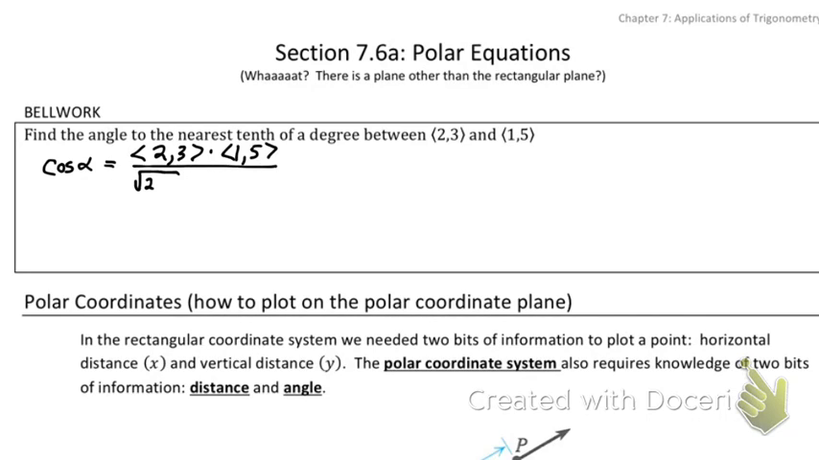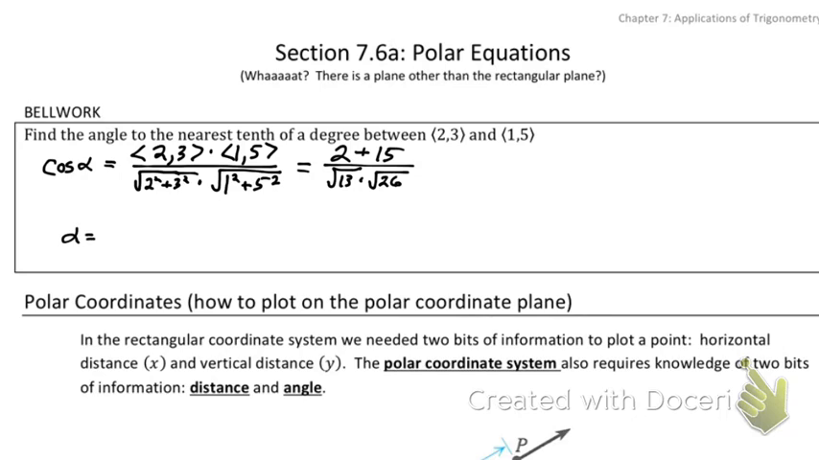magnitudes. So that would be the square root of 2 squared plus 3 squared times the square root of 1 squared plus 5 squared, because that's how you find your magnitudes. You just square your a, b, and take the square root. Well, that's going to equal 2 times 1 is 2, plus 3 times 5 is 15, all over the square root of... let's just break it apart first. So at first you'd have 9 plus 4, which is 13, times the square root of 26.